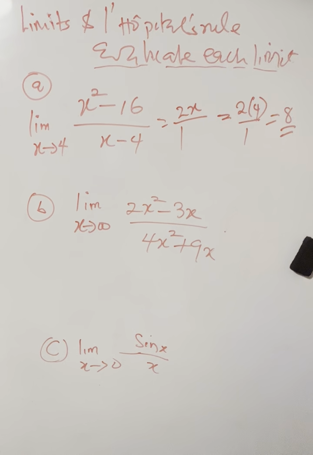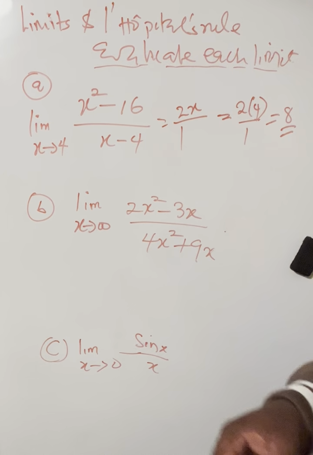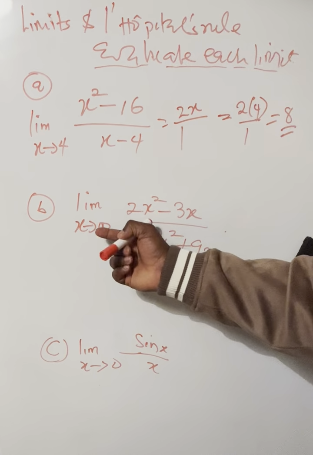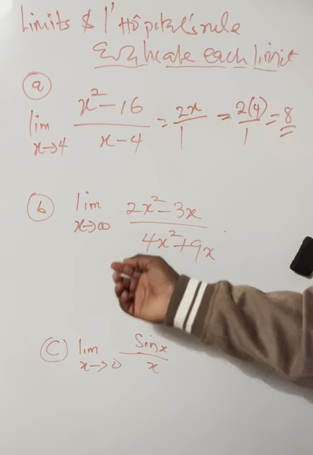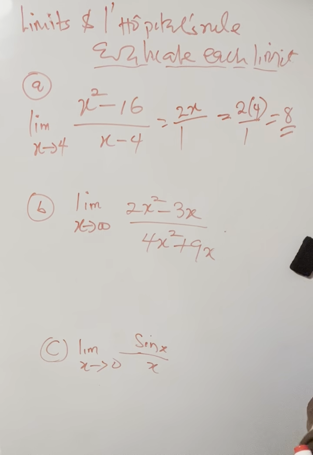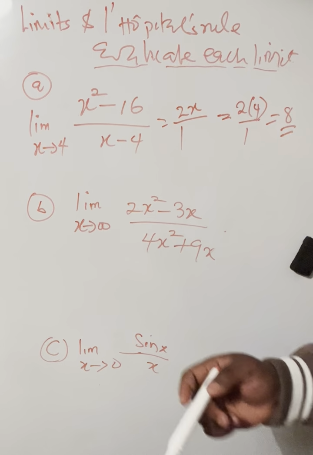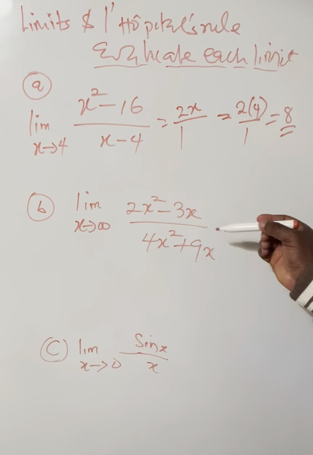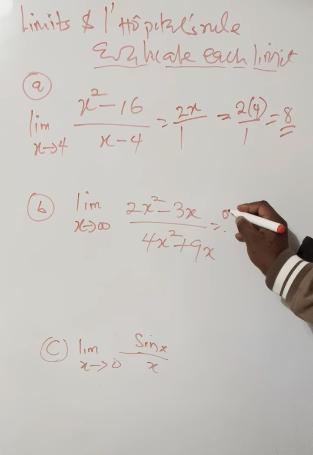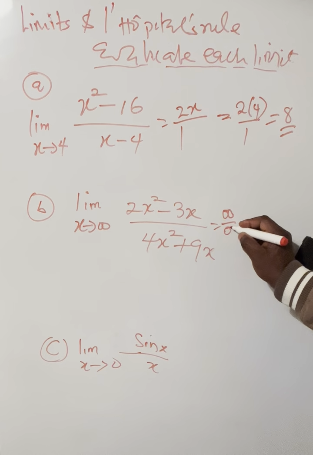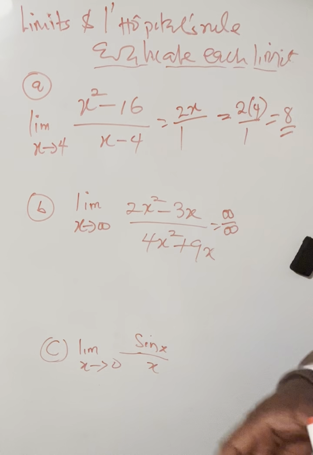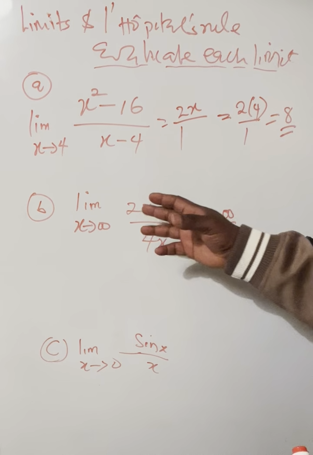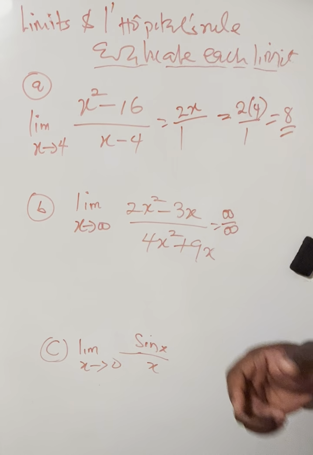The second question says 2x squared minus 3x over 4x squared plus 9x when x tends to infinity. That is, the value of x gets larger. So if I replace x directly here with the infinity symbol, I'm going to have infinity here as the numerator and also infinity here as the denominator. So that is not going to give me the answer. For me to get the answer, I will apply L'Hopital's rule.